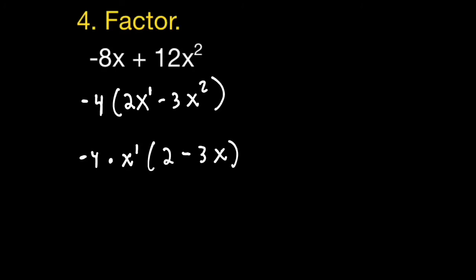We combine the factors here on the outside of the parentheses, giving me a total of negative 4x multiplied by 2 minus 3x. And that would be the final factorization.